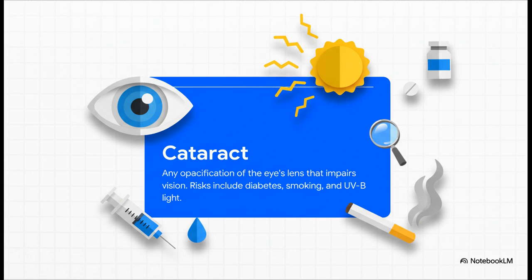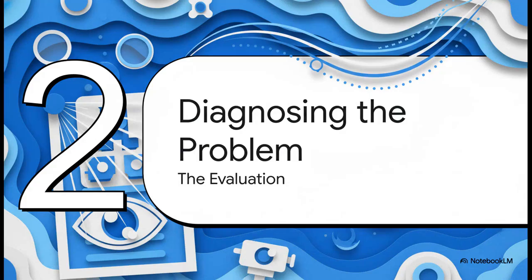Now, the guidelines are super clear on the major risk factors. Things like diabetes are a huge contributor. And then you've got lifestyle stuff, like smoking, and of course, environmental exposure to UVB light. Another big one is long-term use of corticosteroids. Doesn't matter if they're pills, inhalers, or even eye drops. That's a well-known risk.